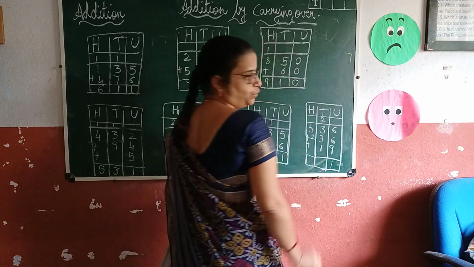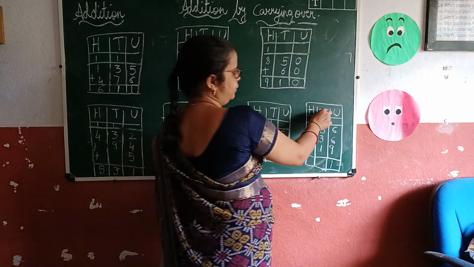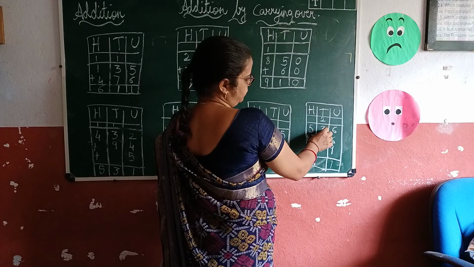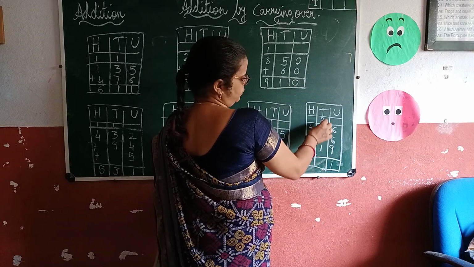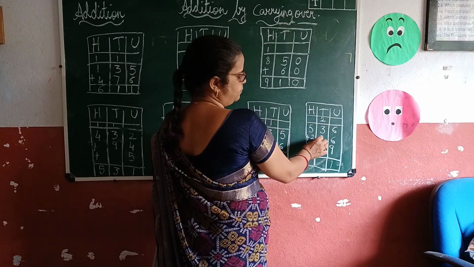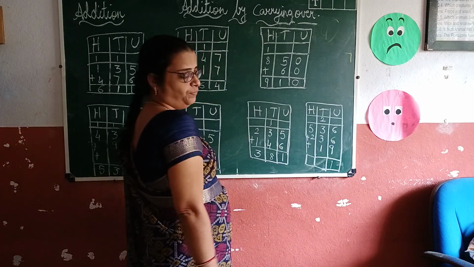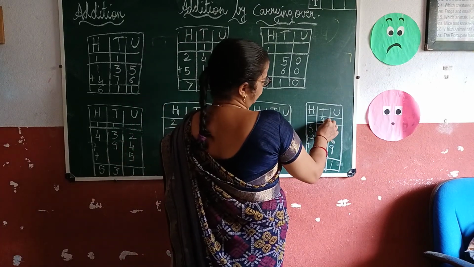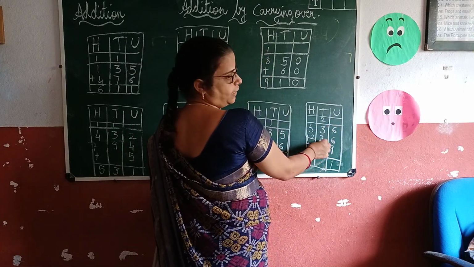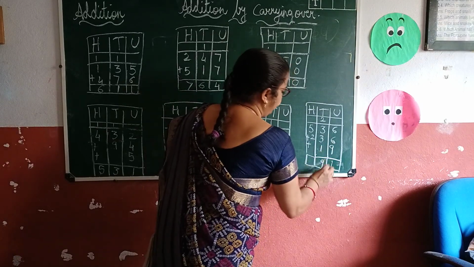So again carry 1, 2 here. So in tens units, 2 plus 3 plus 3 plus 1. So 2 tens plus 3 tens plus 3 tens plus 1. How many? So look here, 2 plus 3, 5, 6, 7, 8, 9. Here it is 9 tens.